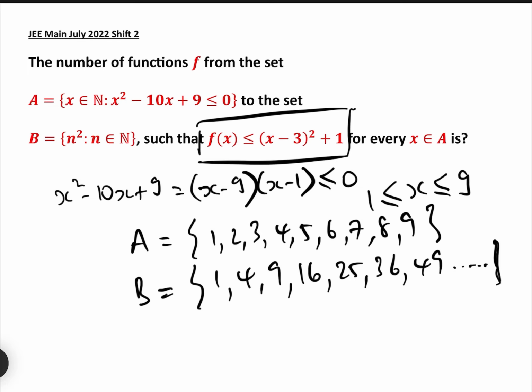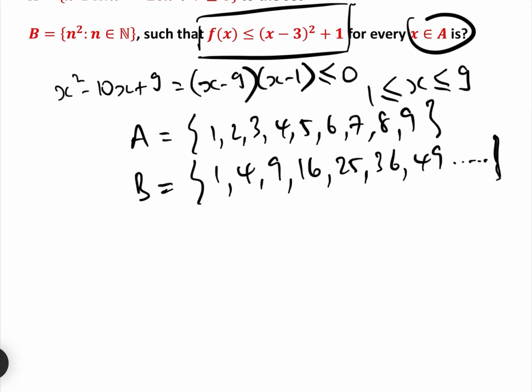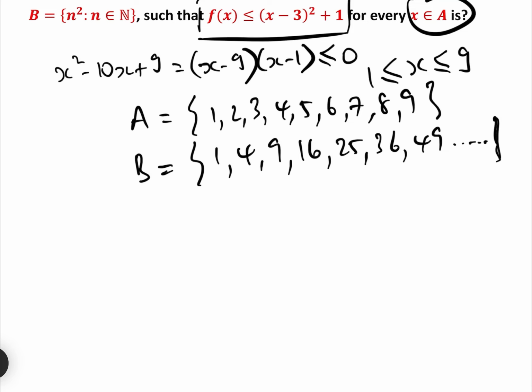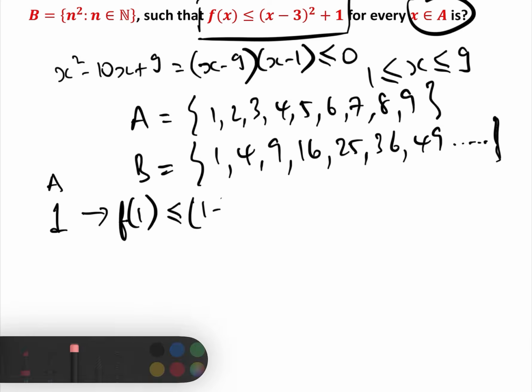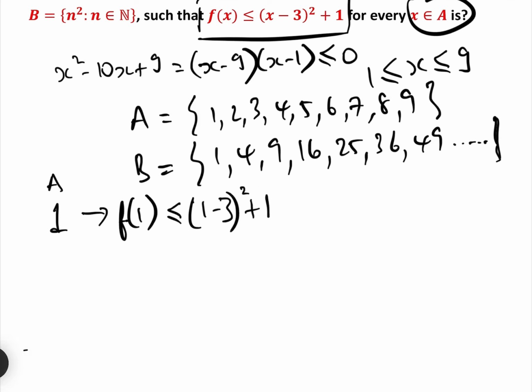So now what's it asking us? Basically what it is saying is f of x must be less than or equal to x minus 3 squared add 1 for all of the x in A. Okay, well, let's have a look then. Let's have a look at the number 1. So f of 1 must be less than or equal to, and what I'm going to do here is stick 1 in here, 1 minus 3 squared add 1. All I've done is put 1 into here because that's the constraint, which equals 5. So f of 1 can be either 1 or 4.